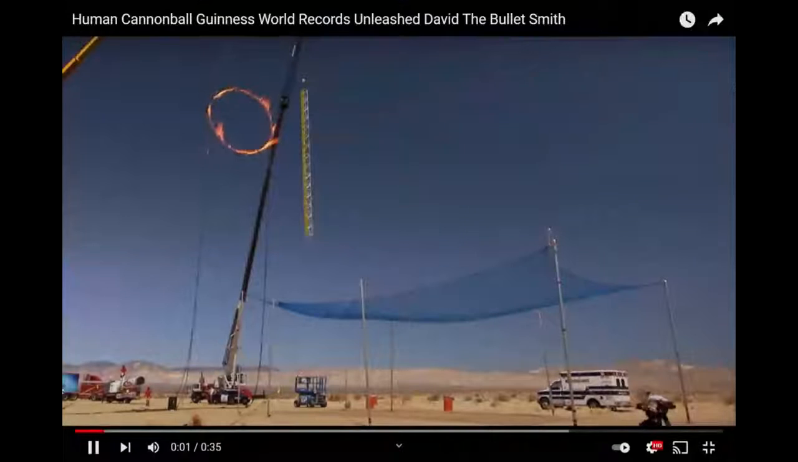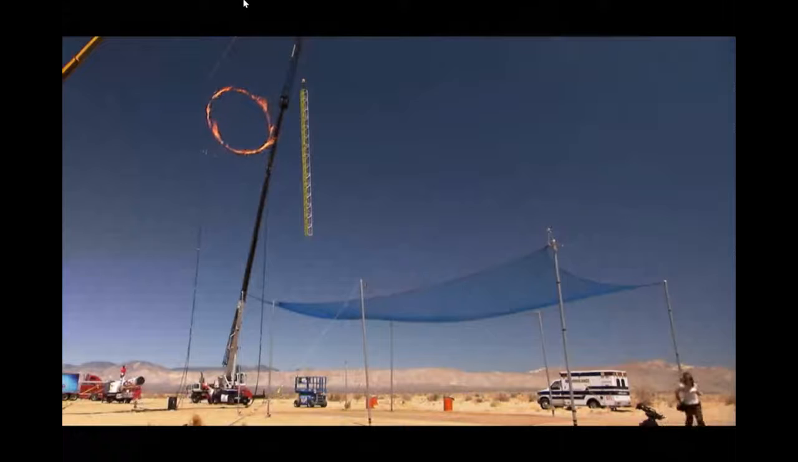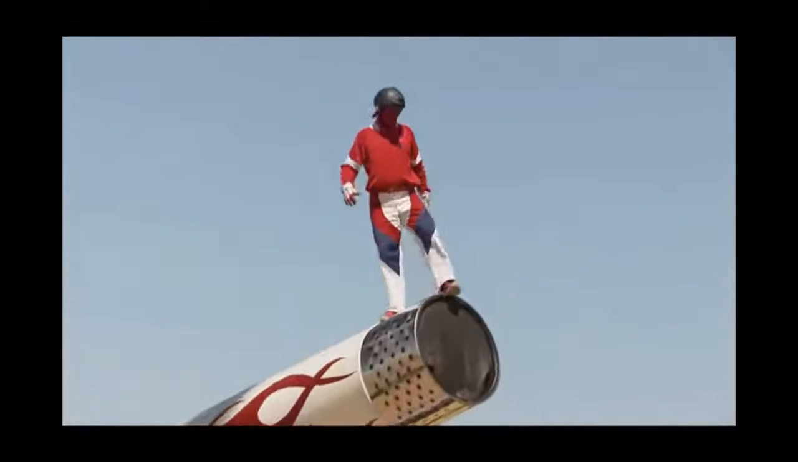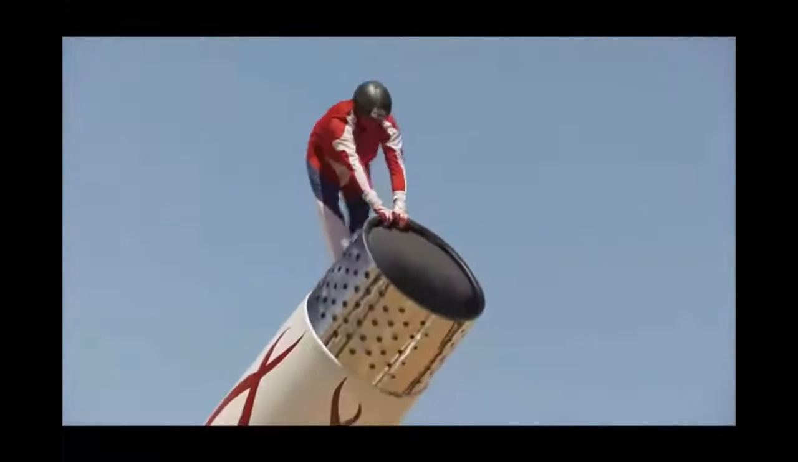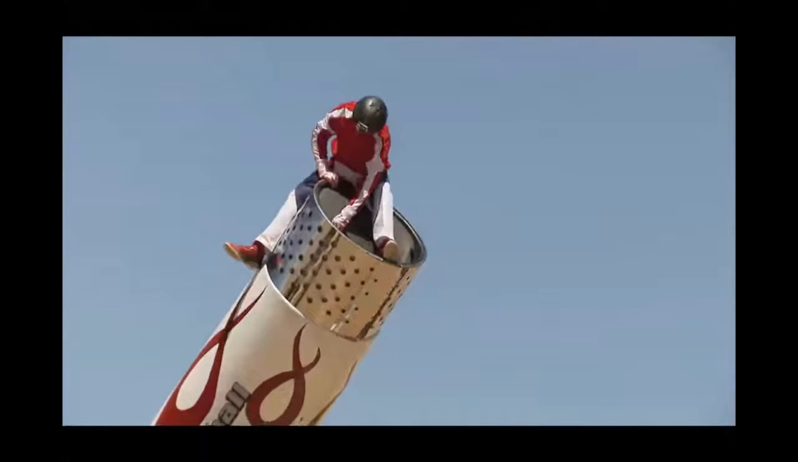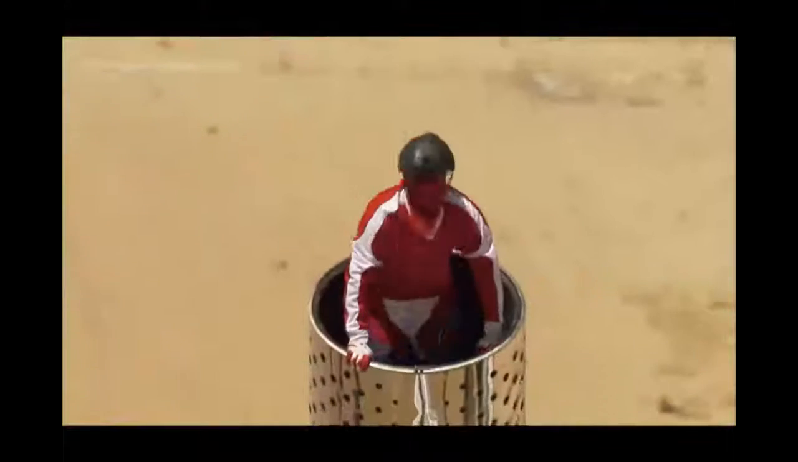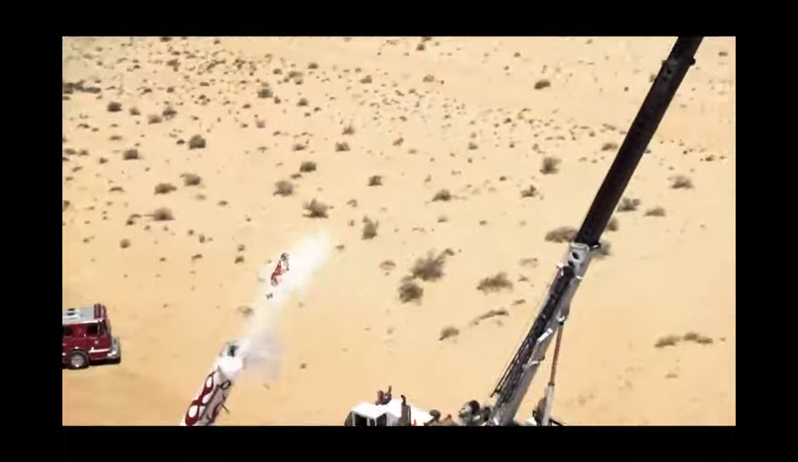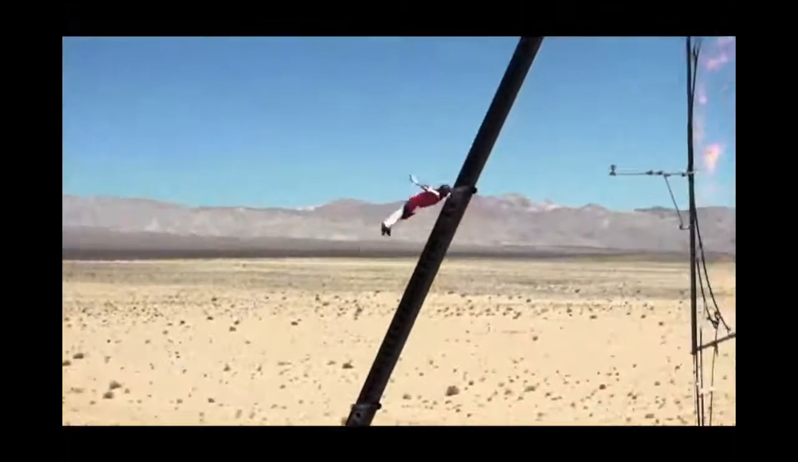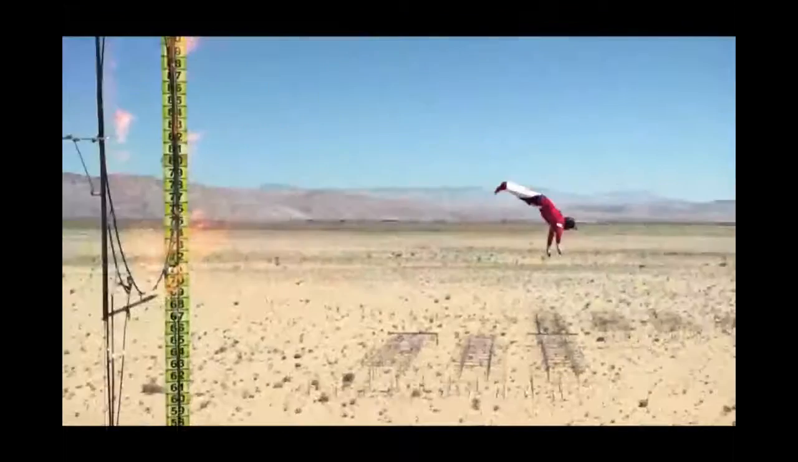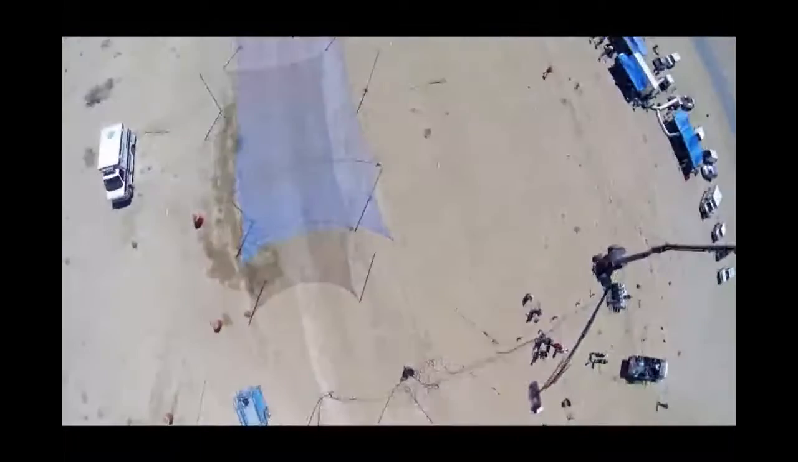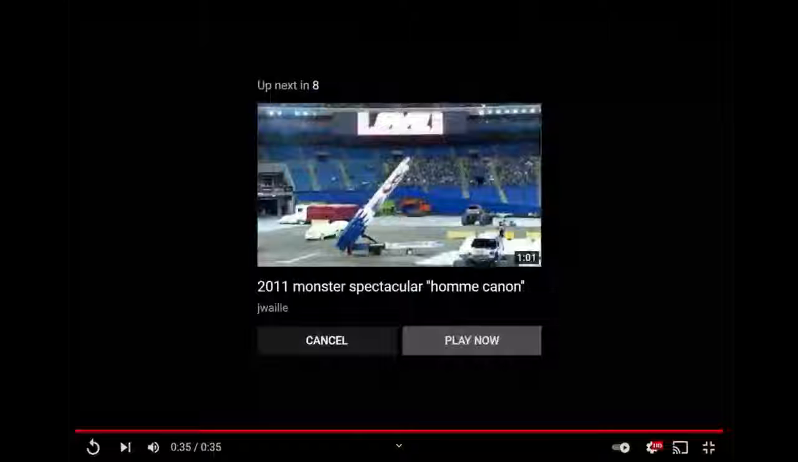Okay, here we go. So, yeah, I think you guys can see this now. So there's the guy, he's going to be shot out of the cannon. Boom. And there's the camera on his helmet. You can kind of see everything that's happening, right?